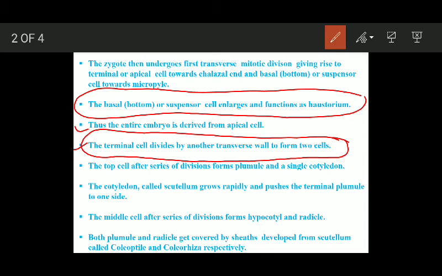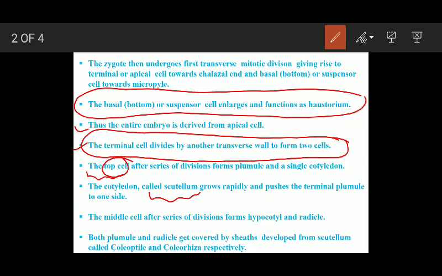The top cell, or the cell placed at the top, divides repeatedly and forms the plumule and a single large cotyledon. The cotyledon, which is called the scutellum, grows rapidly and pushes the terminal plumule to one side.